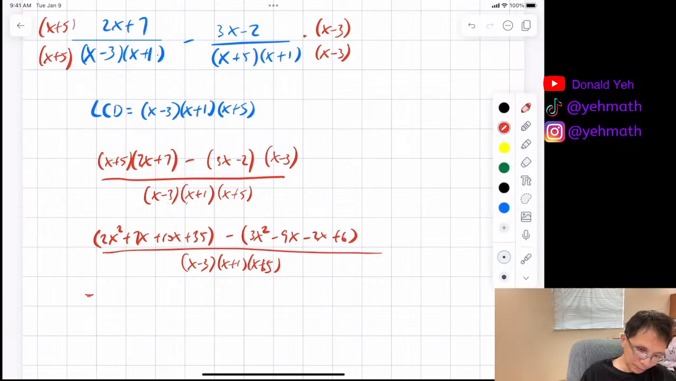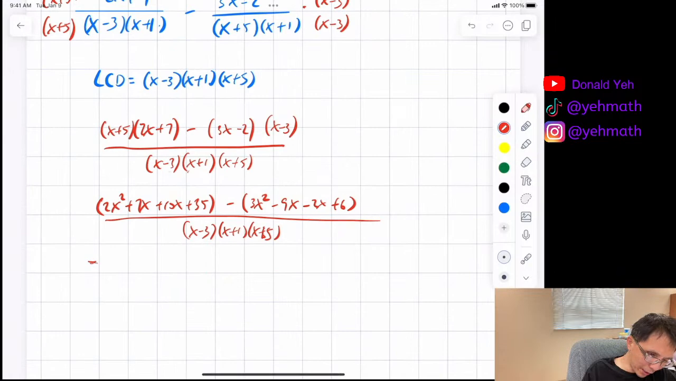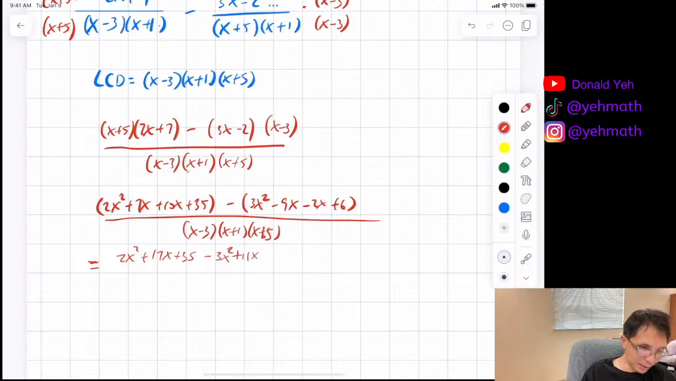I'll just write down an extra step. I just want to make sure you guys understand. This one's plus 17x plus 35. And this one is going to be minus 3x squared. This is minus 11x, so that should be plus 11x. Does that make sense?